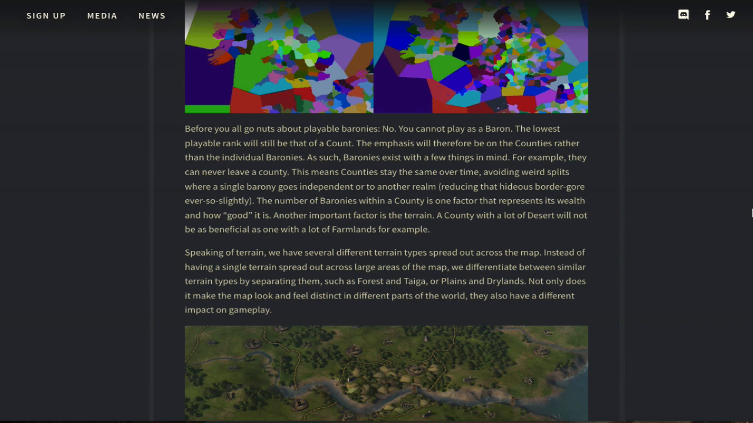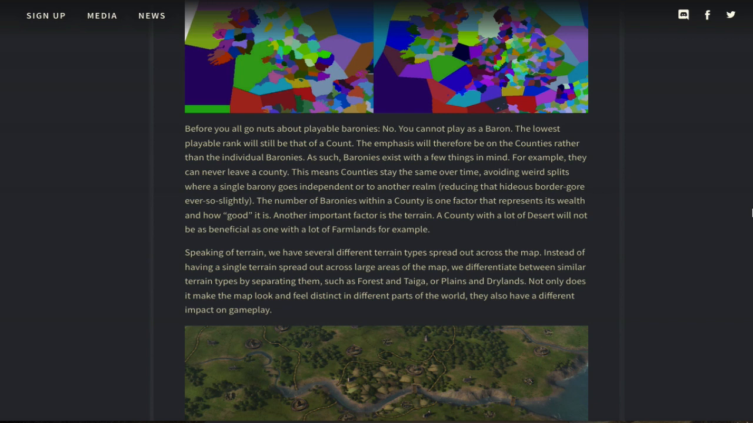For example, they can never leave a county. This means counties stay the same over time, avoiding weird splits where a single barony goes independent or to another realm, reducing that hideous border gore ever so slightly. The number of baronies within a county is one factor that represents its wealth and how good it is.